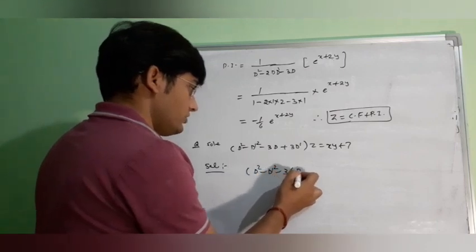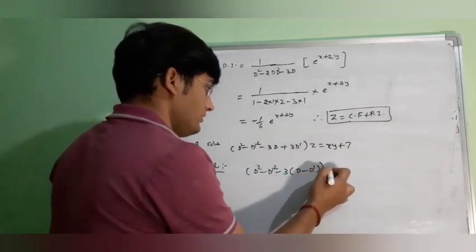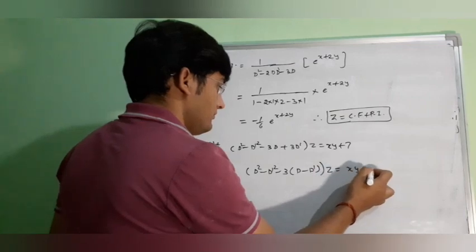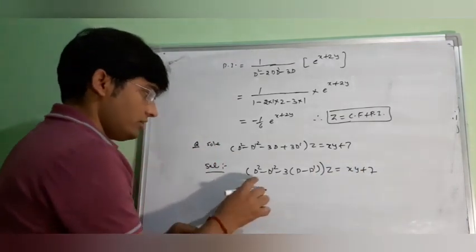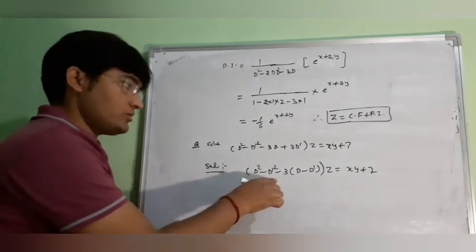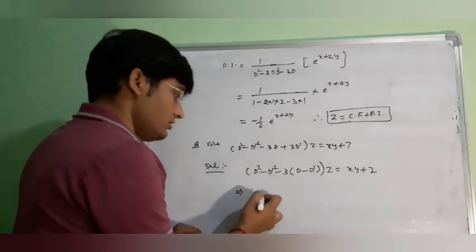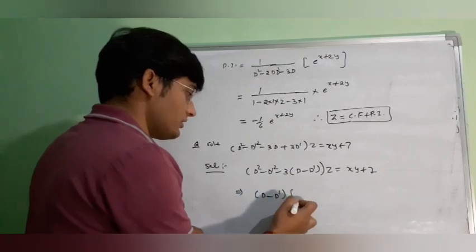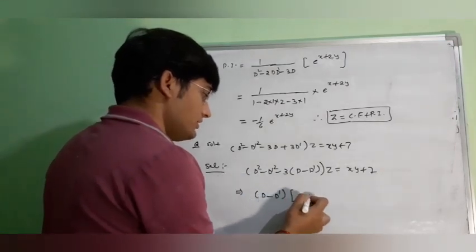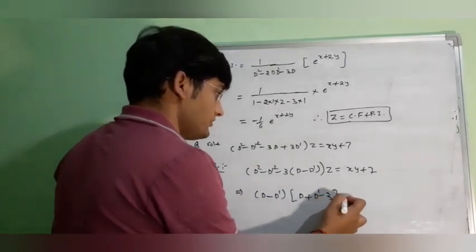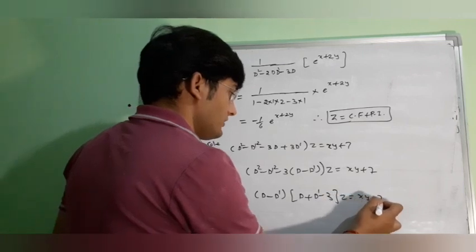Let us take 3 common, then in the bracket we will have d minus d dash. Now here you can see that this is your a square minus b square, so its factor will be d minus d dash and d plus d dash. So let us take d minus d dash common. So here we will get d plus d dash minus 3 of z equal to xy plus 7.